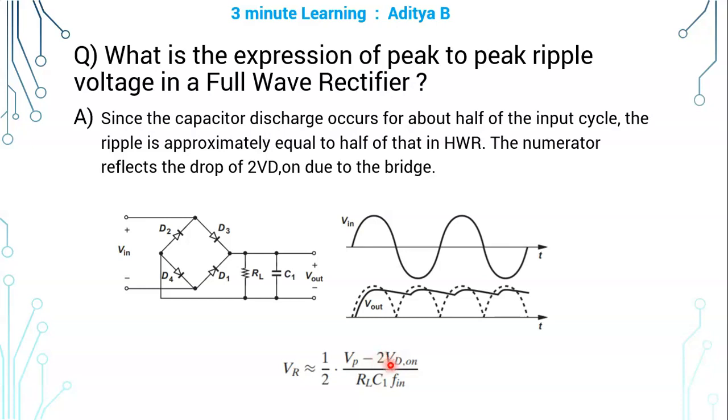The reason is, in half wave rectifier there is only one diode, and only one diode is on during the positive half cycles. But in full wave rectifier there are total 4 diodes, and 2 diodes are on during the positive half cycle and remaining 2 diodes are on during the negative half cycle. So in any half cycle at a time 2 diodes are on. So we have to consider 2 diode drop. So instead of Vp minus Vd on, we have to use Vp minus 2 Vd on.